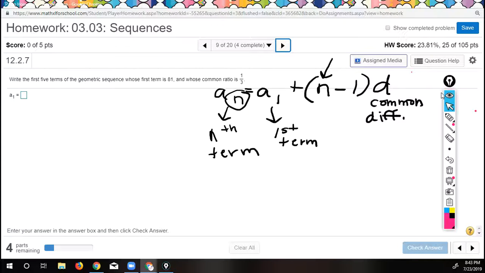Oh, sweetness. Here's our difference there. Okay, so actually, this is one where you're going to divide by 3. So this one's a geometric sequence. This one's a little different formula.